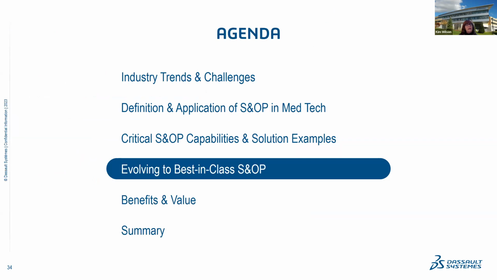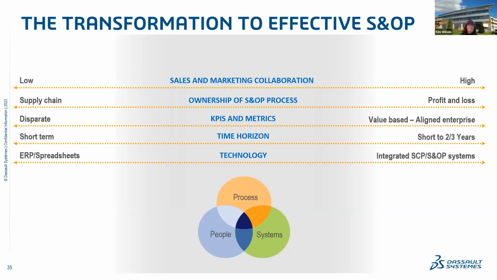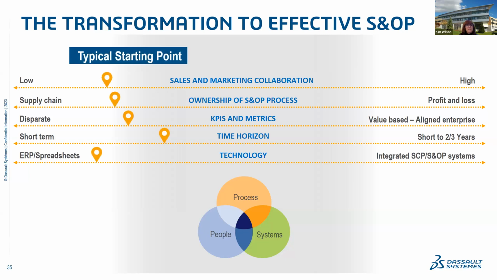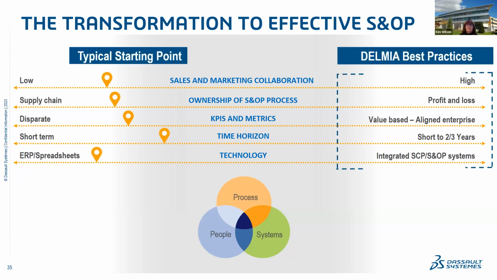So now we're going to look at how you evolve to that best-in-class program. If you want to have an effective process, it's really not just about the system and the technology. You've got to include the people and the processes too. Technology isn't going to work unless you've developed an effective process to support it. And if people aren't engaged and committed, then this isn't going to work either.